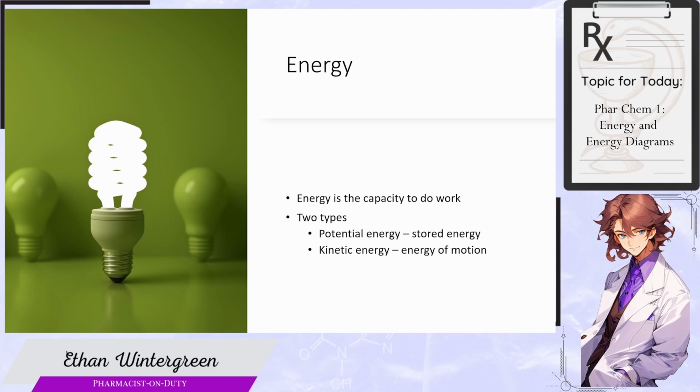In chemistry, we have two general types of energy, which are potential energy and kinetic energy. When we say potential energy, this is energy that is not moving, or stored energy. While kinetic energy is the energy of movement or the energy of motion. This is the energy that our atoms exert when they move from one place to another.